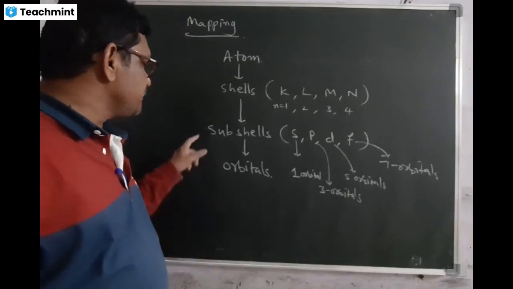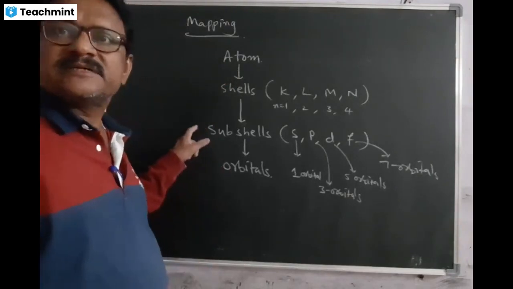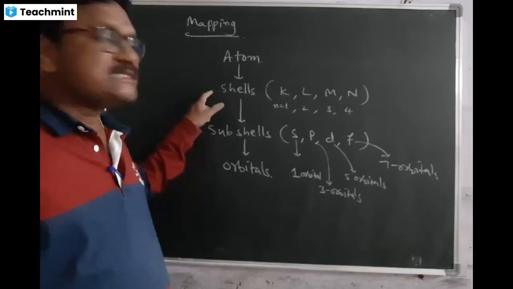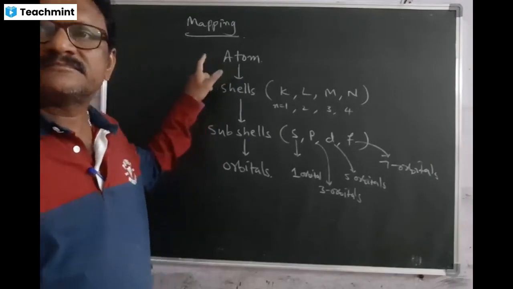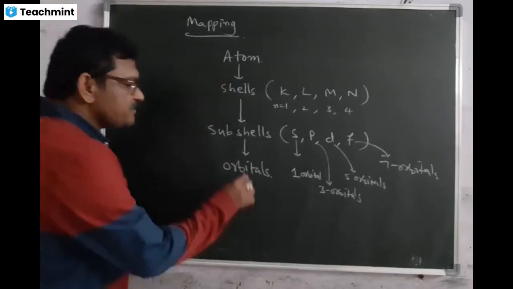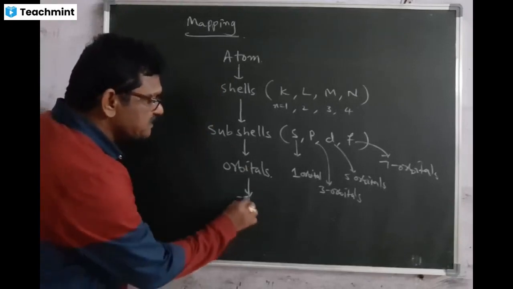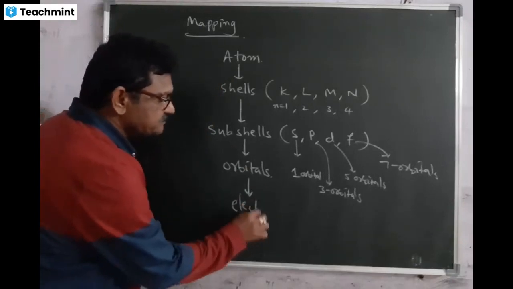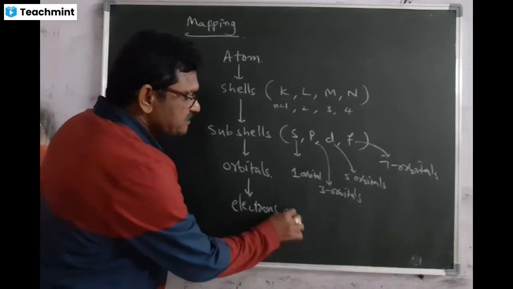So orbitals are present in subshells. Subshells are present in shells. Shells are present in the atom. Okay. In orbitals, what are present? Electrons are present.